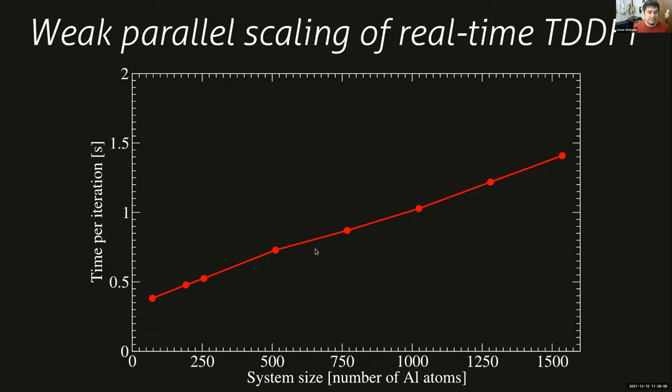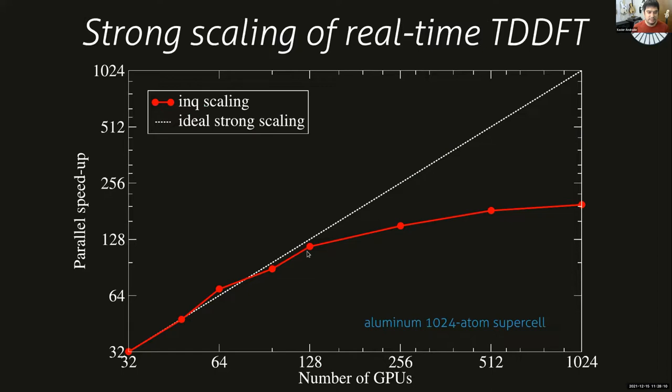Still, we get good performance in the parallelization. This is the parallel speedup that we get with a system of 1,000 atoms. We can scale with fairly reasonable performance, very close to the ideal performance, up to 128 GPUs. And we can go all the way up to 1,000 GPUs, still gaining some performance. So even with these limitations in the parallelization, we can get good scale-up. Good parallel performance on GPUs, so we're kind of happy about this. And of course, we're working to close this gap, in particular with the FFT parallelization on GPUs.